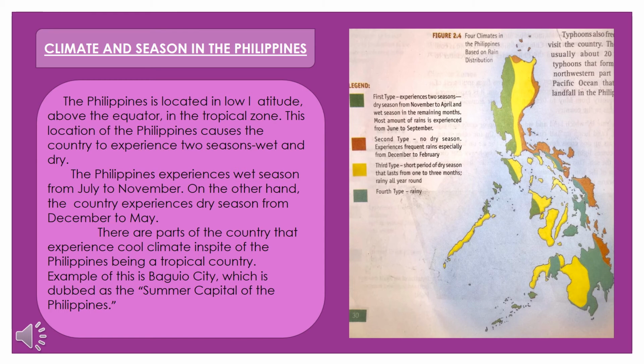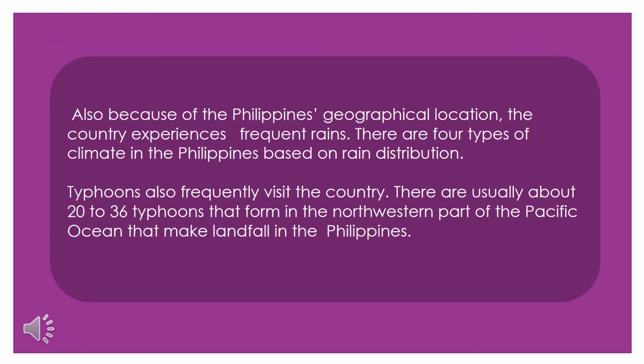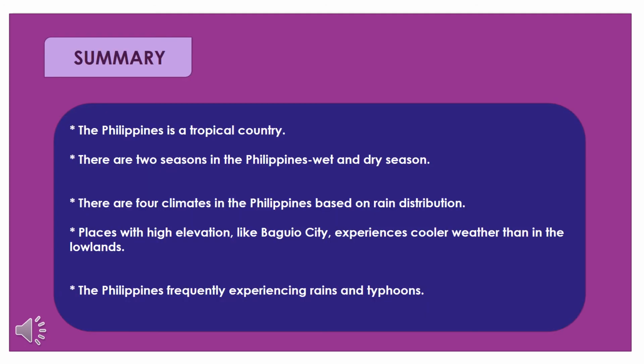There are parts of the country that experience cool climate in spite of the Philippines being a tropical country. Example of this is Baguio City, which is dubbed as the summer capital of the Philippines. And also because of the Philippines' geographical location, the country experiences frequent rains. There are four types of climate in the Philippines based on rain distribution. Typhoons also frequently visit the country. There are usually about 20 to 36 typhoons that form in the northwestern part of the Pacific Ocean that make landfall in the Philippines.